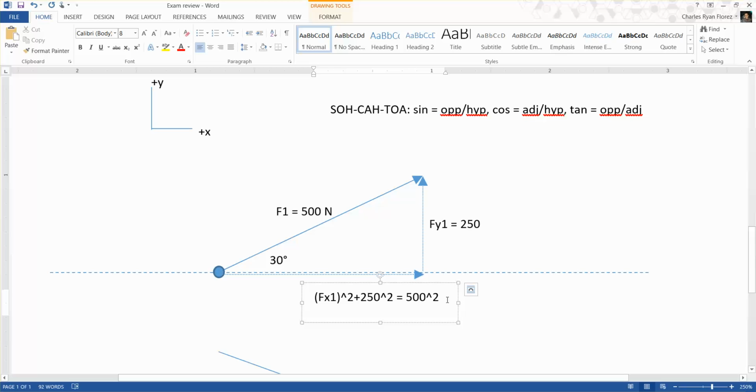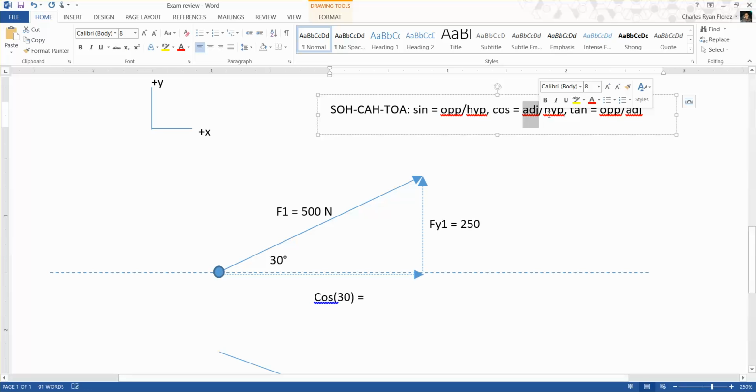But as far as using trigonometry, in this case we would be using cosine. And we would be using cosine because cosine of 30, if we look here, is equal to the adjacent value divided by the hypotenuse value.